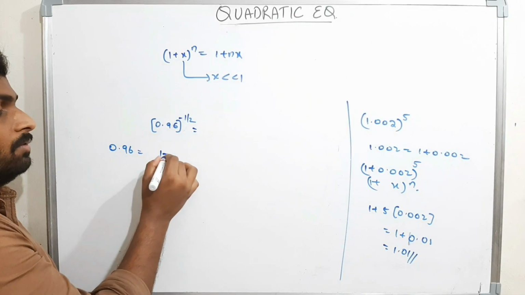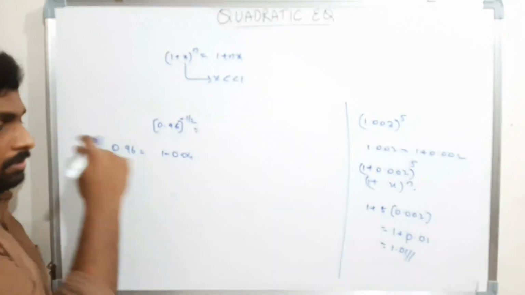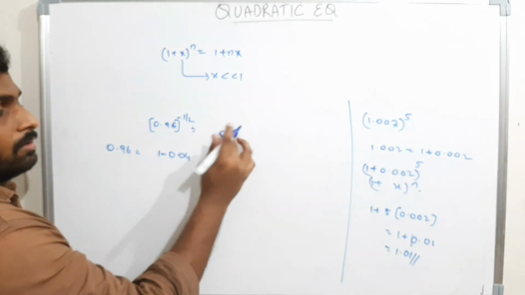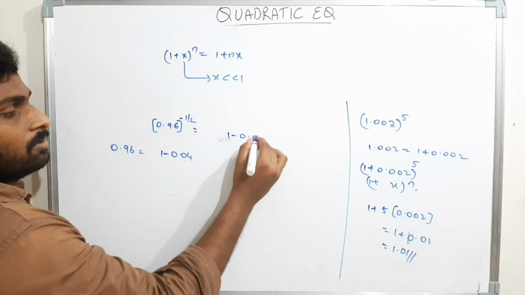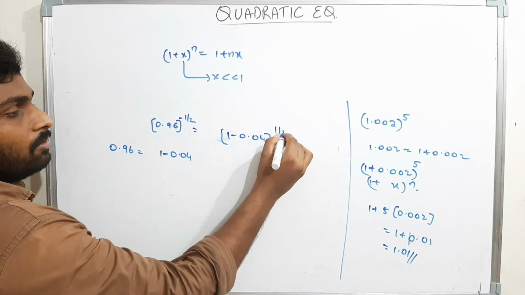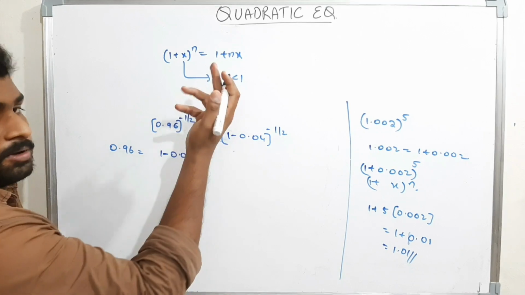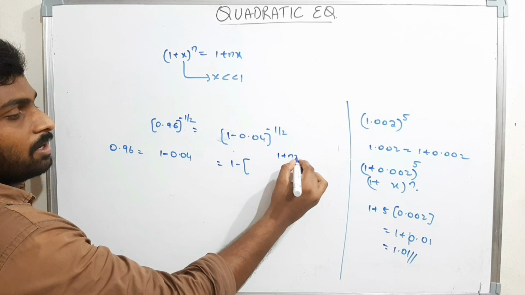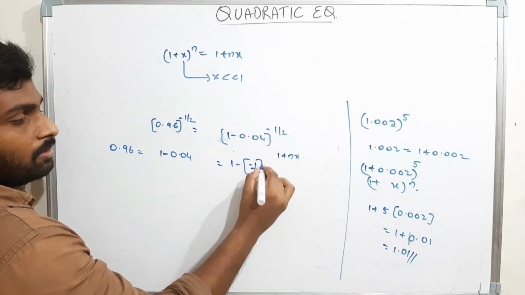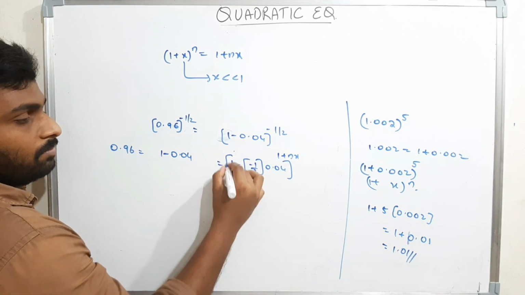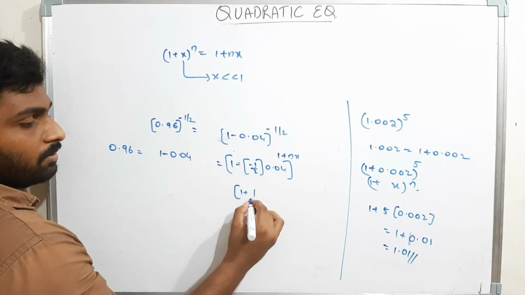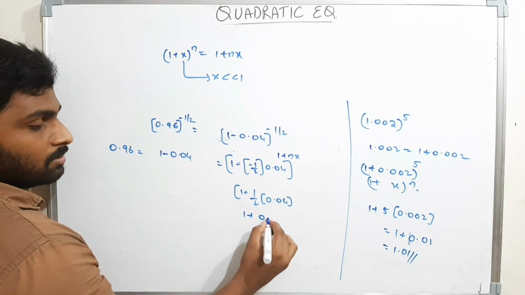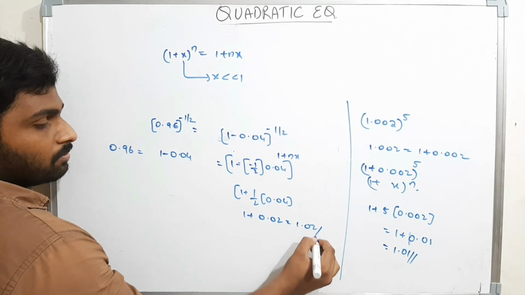0.96 I can write as 1 minus 0.04. 1 minus 0.04 is nothing but 0.96. I can write 1 minus 0.04 whole power minus 1 by 2, which is in the form of expansion. Expand it. 1 plus nx, right? n is how much? Minus 1 by 2 into 0.04. Minus into minus is plus, so 1 plus 1 by 2 into 0.04. Nothing but 1 plus 0.02. That is nothing but 1.02. This is the answer.